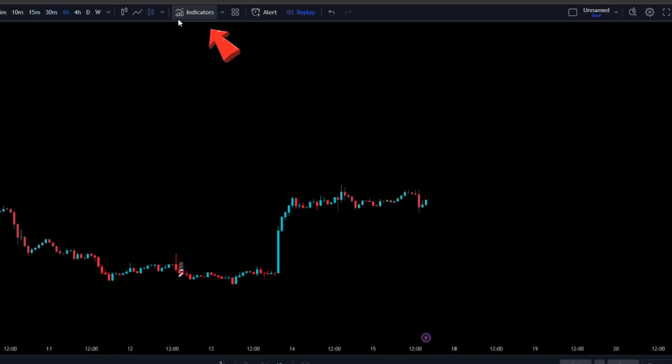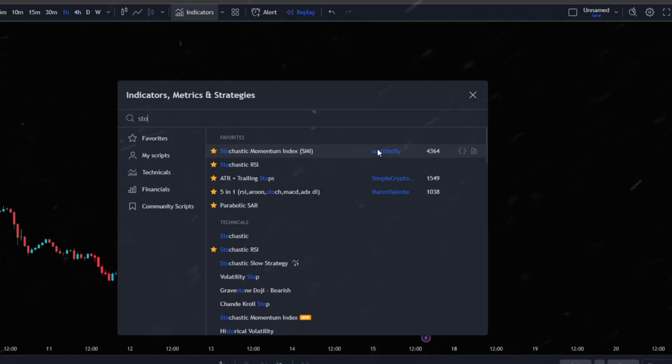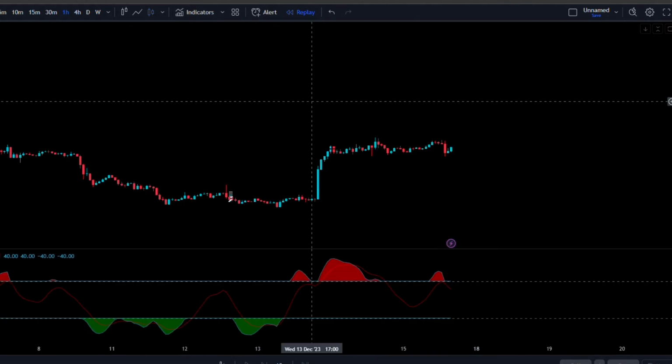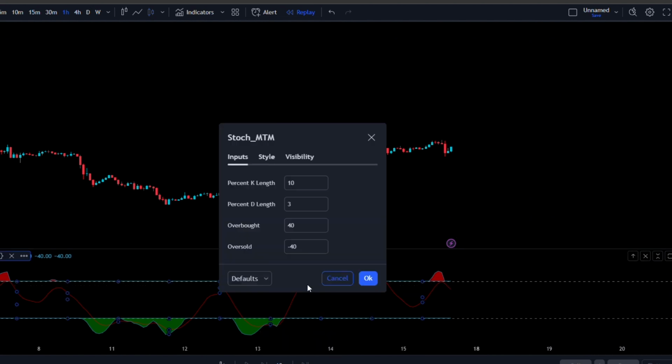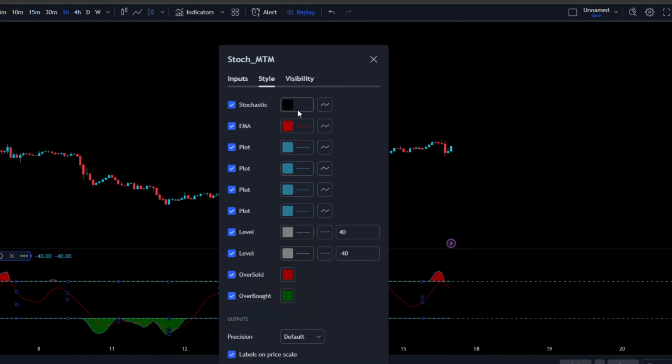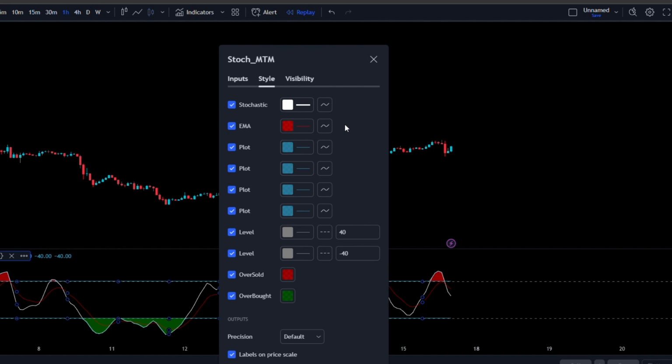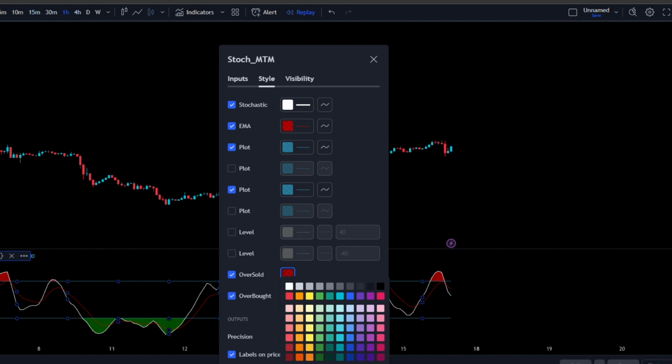So go to the Indicators tab, and for the first indicator, we're going to need the Stochastic Momentum Index, SMI. Now, once loaded, we need to make some adjustments in the settings. So go to Style, and we're going to change the stochastic color from black to white to make it more visible. And we're also going to uncheck some boxes, so just copy me. And we're also going to play around with the opacity of all these colors.